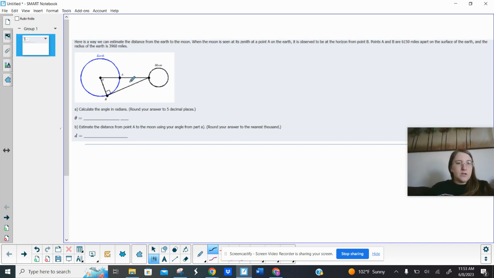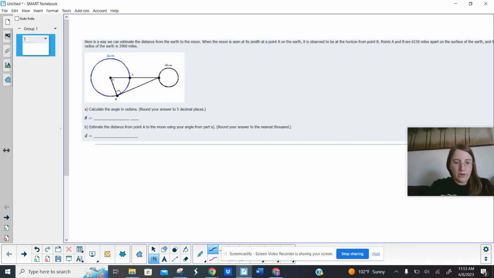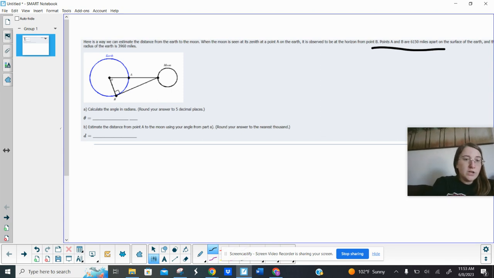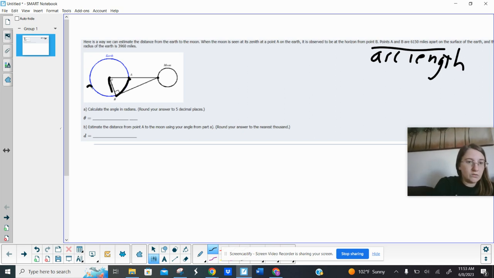So we want to find the angle first. The information that you have is that these 2 points are 6,150 miles apart. That is the distance we'd measure along the Earth, so that is the arc length. And then you also have that the radius of the Earth is 3,960, excuse my really terrible handwriting there. And this is the 6,150.